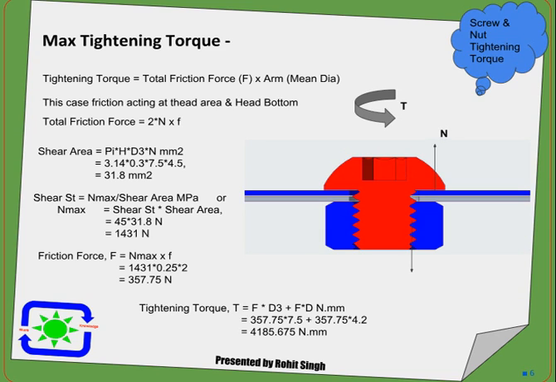So now we can calculate the friction force. It comes to Nmax times coefficient of friction. In this case 357.75 comes. So now we can start calculating the tightening torque.